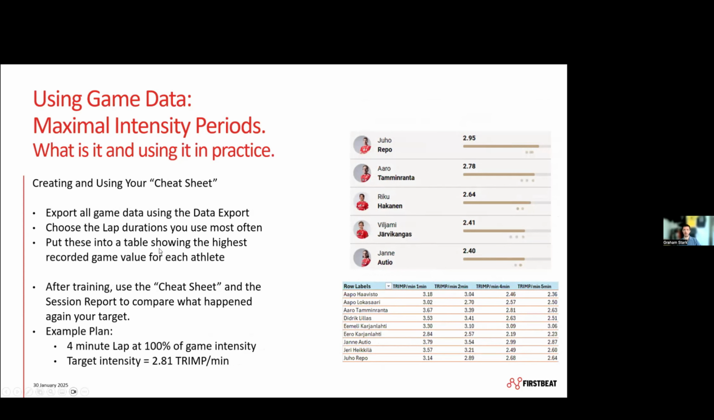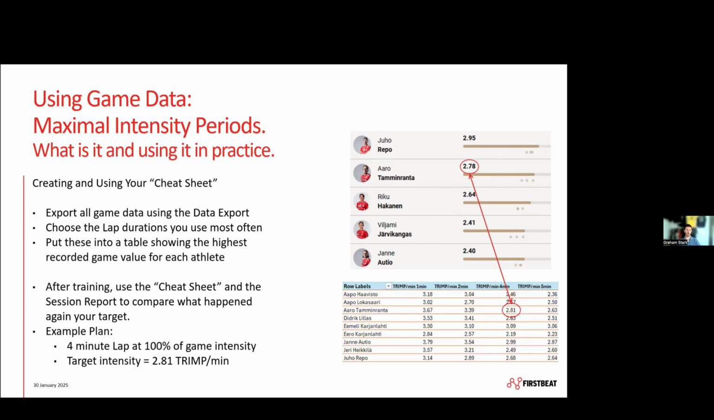If in this example our players have done their session, this is a view from one lap. We know that this player for a 4-minute drill would have a trim per minute value of 2.81. In this particular one, he's done 2.78. So it's more or less close enough. It's like 98, 99% of the intensity we wanted. So we know that's okay, and he's hit the targets that we wanted him to. You would then use that when you're reviewing your sessions afterwards.